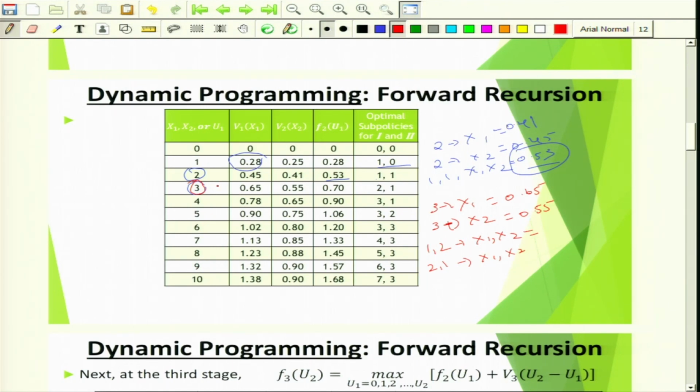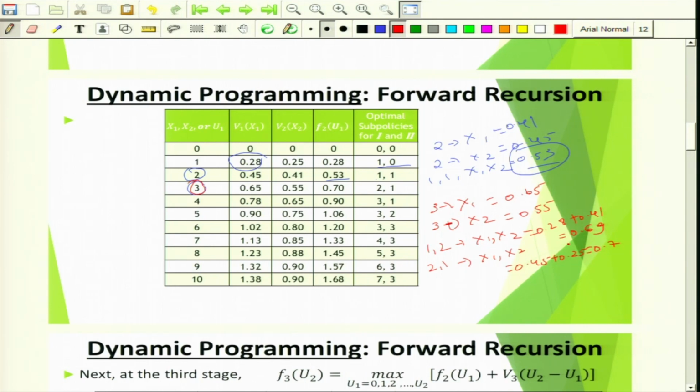Let us say the 1, 2 combination. That means you are investing 1 unit in venture x1, that is 0.28, plus 2 units in x2, which is 0.41. How much is it coming to? 0.69. Let us say you invest 2 units in x1 and the remaining 1 unit in x2, then how much do you get? 0.45 plus 0.25. How much is it coming to? 0.7.